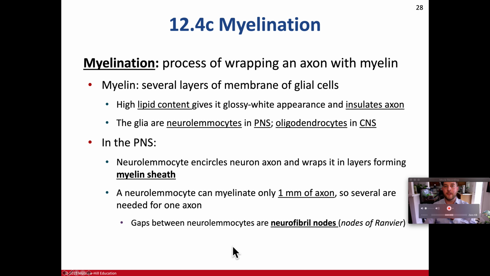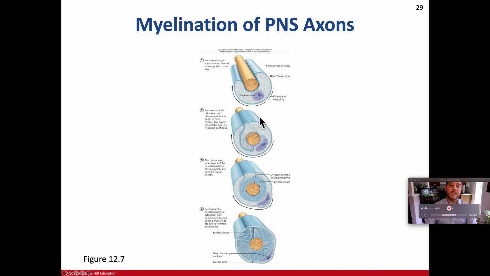So in the PNS, here you have your axon, and here you have your neurolemmocyte. All this is cytoplasm, its nucleus, and the membrane. What happens is that it starts to wrap around, going in circles around and around like this. Let's imagine that this portion right here is stuck, laying flat against the axon, and then it just continues to wrap around and around until it forms all of these layers called the myelin sheath.